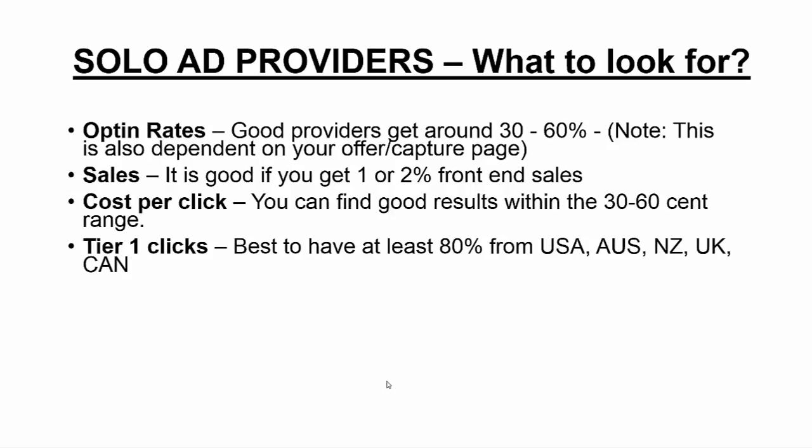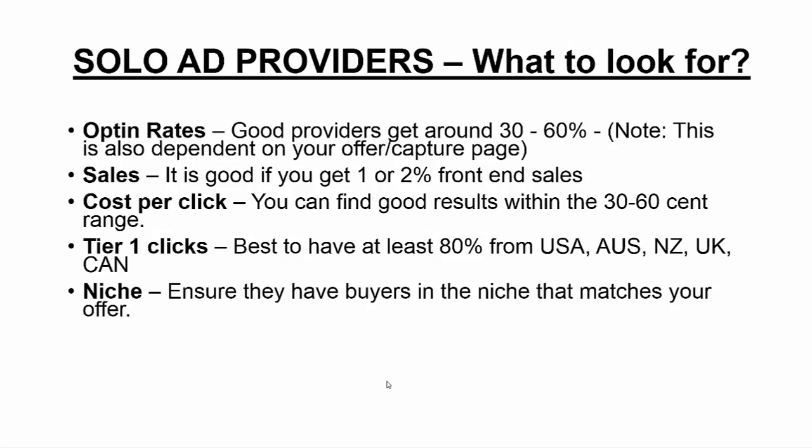Tier 1 clicks, best to have at least 80% from what we call Tier 1 countries, and they are USA, Australia, New Zealand, UK and Canada. And you need to find out what niche they are doing. Obviously you're not going to send out an offer relating to dog training or dating to a solo provider that has a list in the make money online niche. It's pretty straightforward. Delivery of the clicks, you want to have the clicks delivered and on the time they promised.